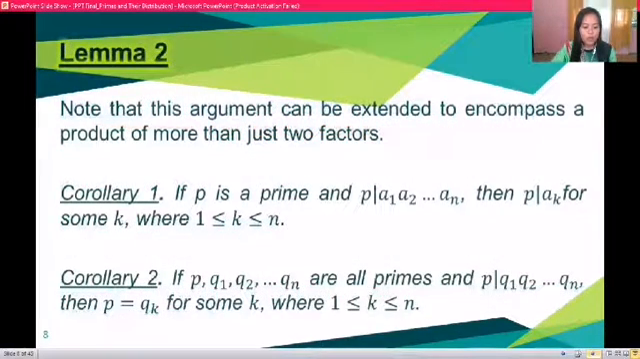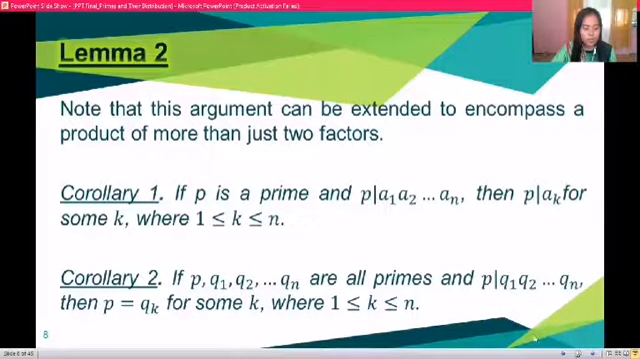Note that this argument can be extended to encompass a product of more than just two factors. Here are the two corollaries of Lemma 2. First corollary states: if p is a prime and p divides a1 times a2 times ... times an, then p divides ak for some k where k is greater than or equal to 1 but less than or equal to n.